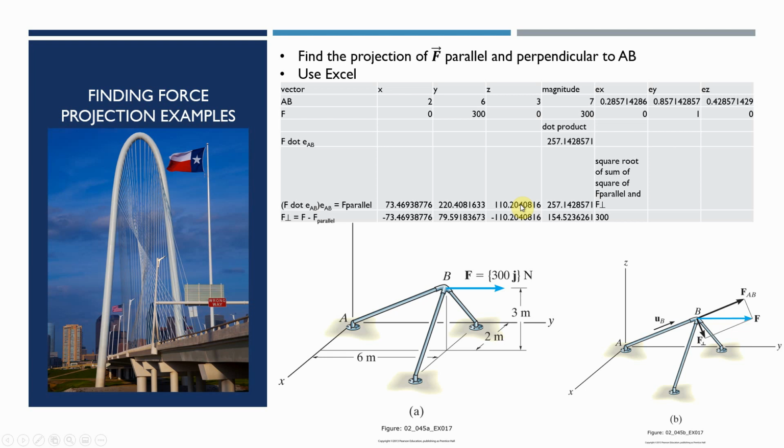And here's the numbers. Sanity check, just to make sure our magnitudes are the same. F perpendicular, we get this. And that would be F minus F parallel. So 0 minus 73.5 gives us this. 300 minus 220.4 gives us this. And 0 minus 110 gives us this.